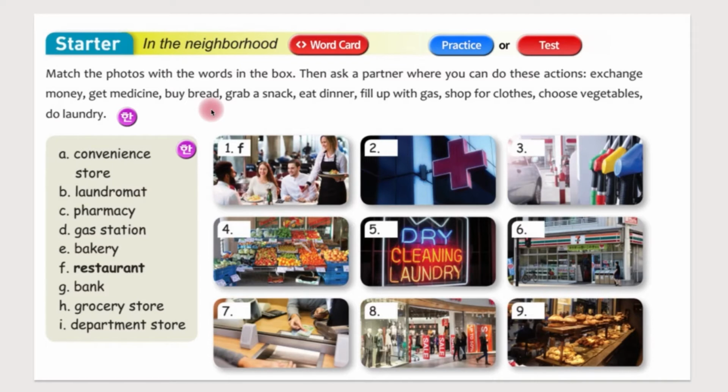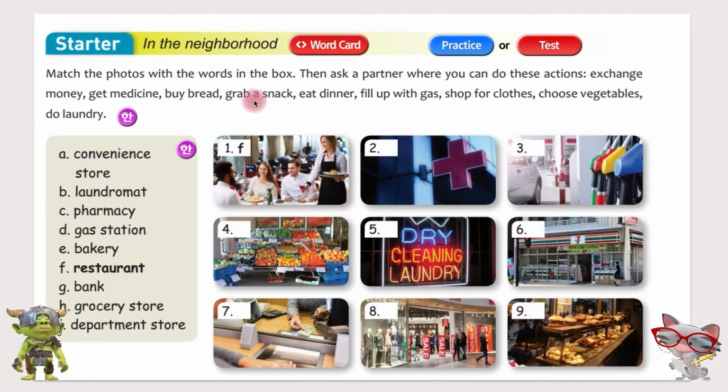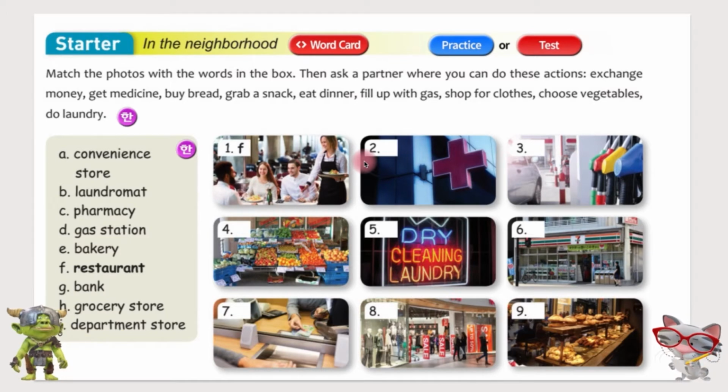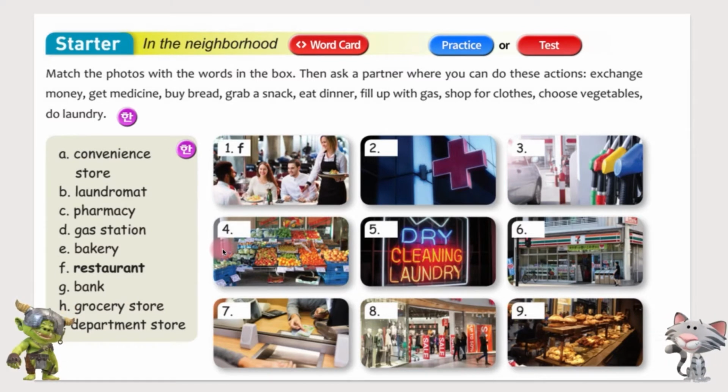So let's just first bring in Younghee, and we're going to match the places, right, before doing the actions. So picture 1 is the restaurant. Younghee, what is picture 2? Picture 2 looks like pharmacy. Very good, pharmacy. And picture 3? Picture 3 looks like D, gas station. Gas station, yes, you can see the gas pumps. And picture 4? Picture 4, ooh, I love fruit. Must be grocery store. Yes, picture 4 is the grocery store. And as Younghee said, it's a place where you go to get fruit and vegetable and more.